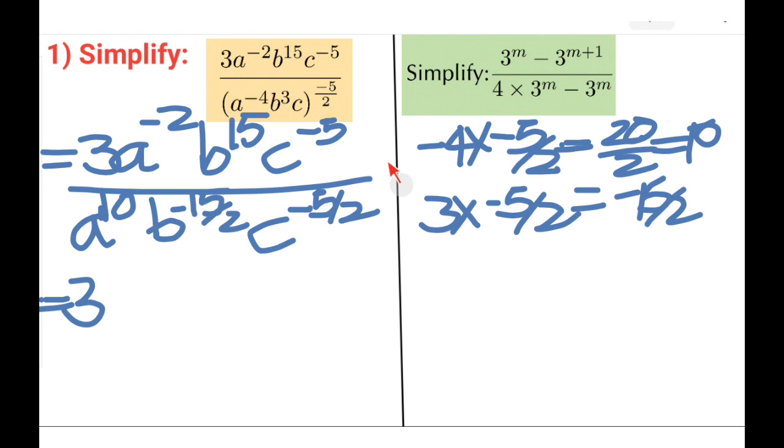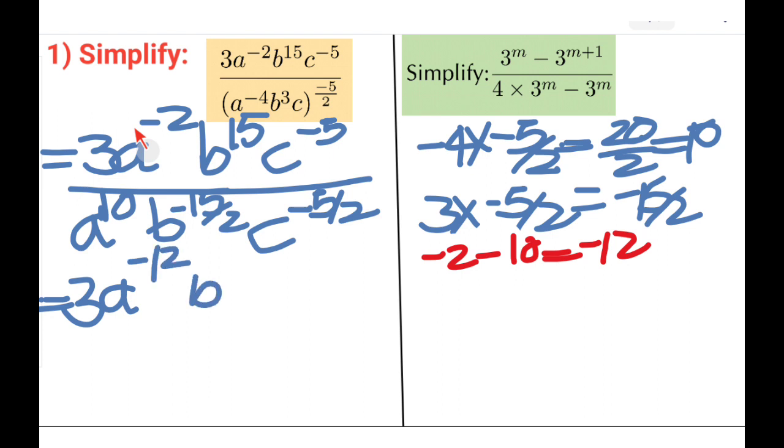Now also, there is a law that says if you divide powers of the same base, you must subtract the exponent of the power at the bottom. So for the a's, we go minus 2 minus 10, and that leaves us with negative 12. So you go a to the power of negative 12.